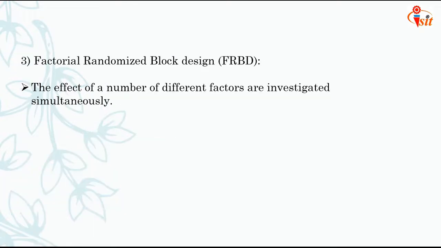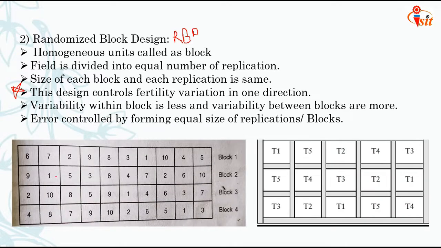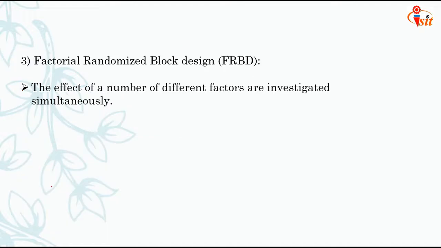Then next one is factorial randomized block design. Here, for example, if one genotype is here and on that genotype 2 doses of fertilizer are studied, it is called factorial RBD. Then 2 plots are made for factor 1 and factor 2. So this is the factorial RBD. The effects of a number of different factors are investigated simultaneously here, so it is called factorial RBD, that is the FRBD design.